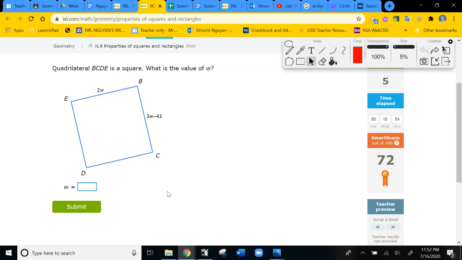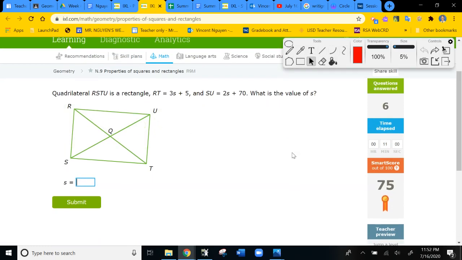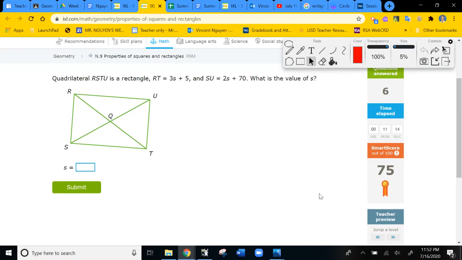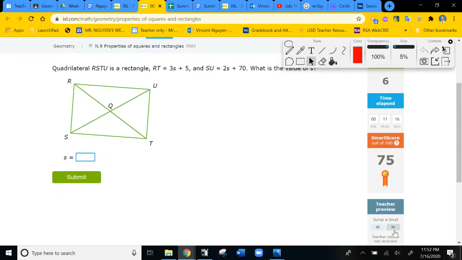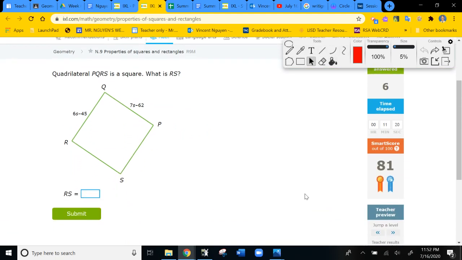W equals 43. I could do that in my head. Submit. There you go. Okay, here's a rectangle. What do we have here? RT and SU. Oh, they're giving us diagonals again. So if they're giving you diagonals, you know the diagonals are congruent to each other. So that's nothing new. We just did that one. Set them equal and solve for S, right? Skip. Maybe we need to get to the challenge zone or something.